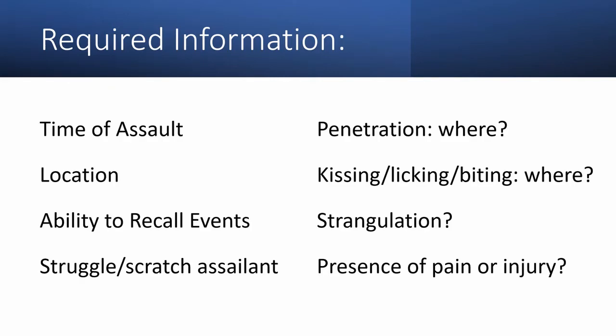The required information may include the following: the time of the assault, the location where it occurred, the patient's ability to recall events, whether or not a struggle or scratching has been reported, was there any penetration and where, kissing, licking, and biting, specifically where, any strangulation reported, the presence of pain or injury. The collection of this information will be guided by the kit paperwork and the hospital instructions.